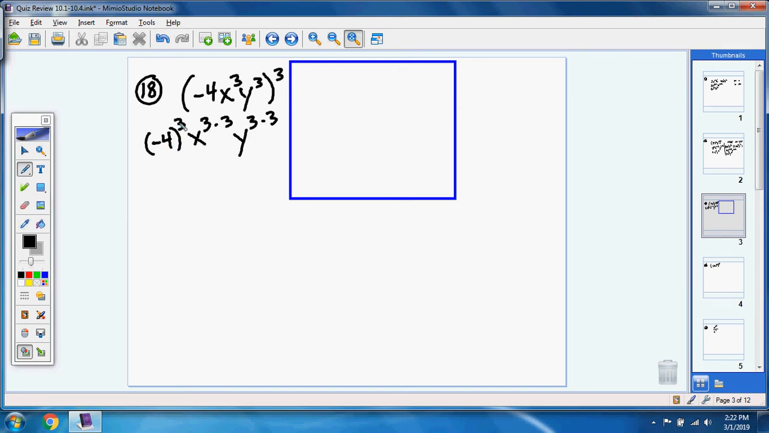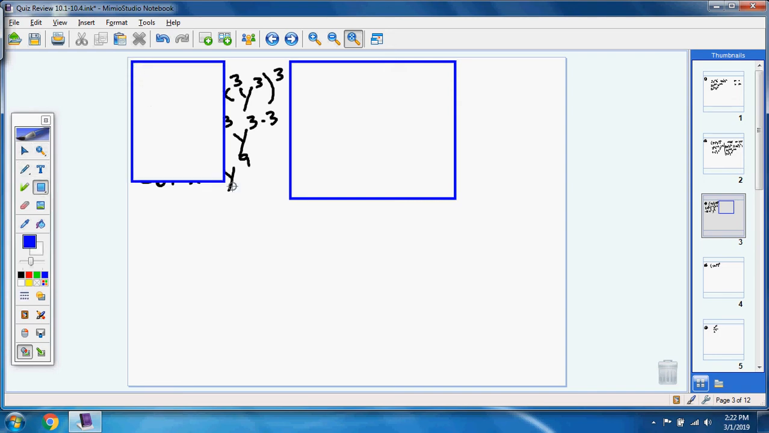So remember, your power of 3, -4, multiplied by -4, multiplied by -4, gives me -64. Then I have x to the 9th power and y to the 9th power. So the left side has been simplified. Now I'm going to go ahead and simplify the right side.